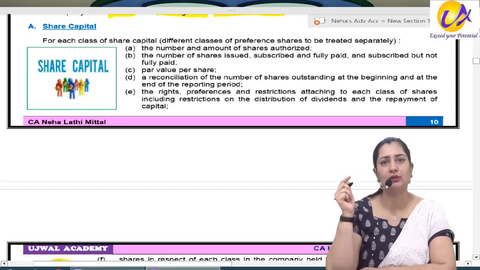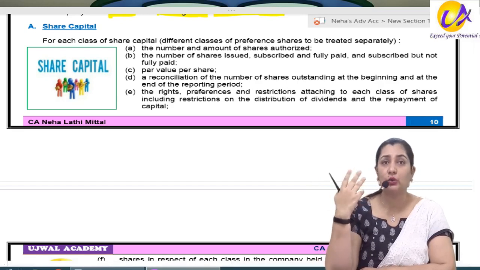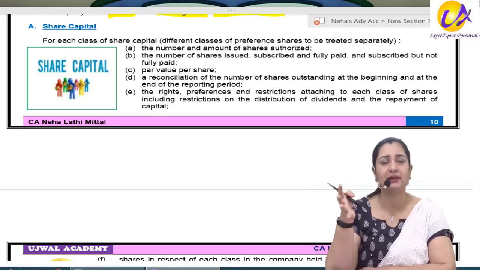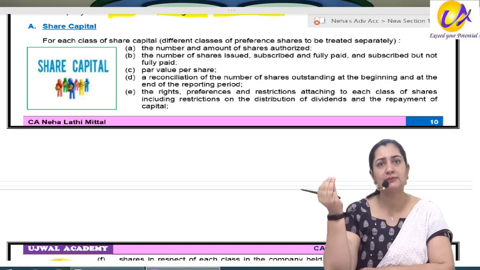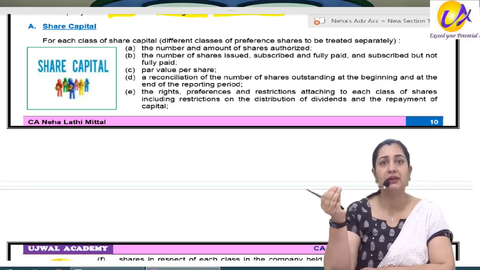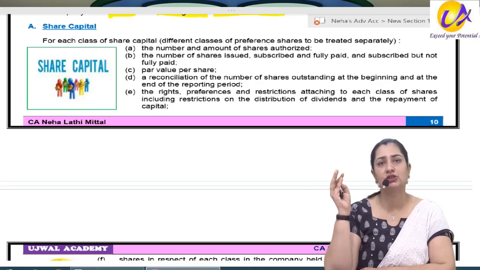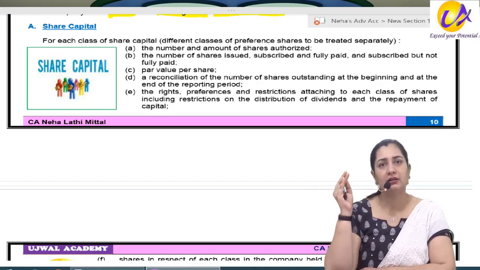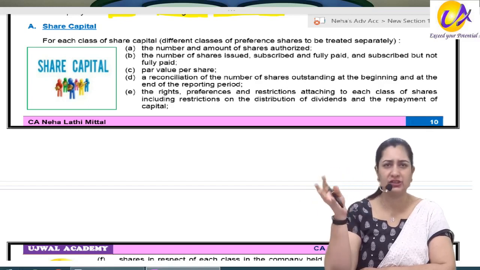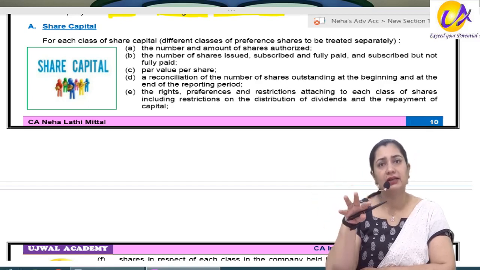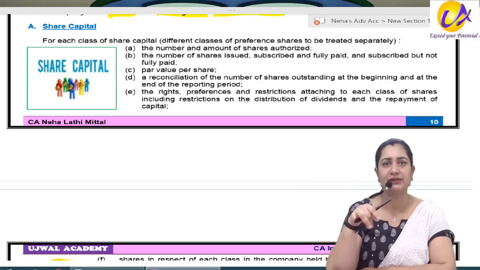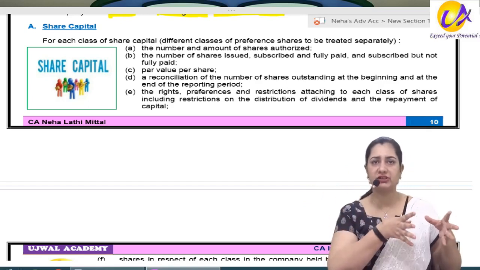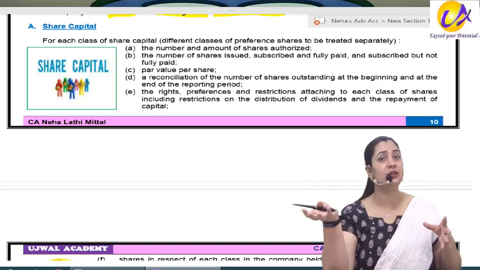For share capital, we know that companies have two types of share capital, equity share capital and preference share capital. What is preference share capital? It is payable before the equity. They have got preferential rights, so they are repaid before the equity. In case they are redeemable, that means they will be repaid later on. Even in case of liquidation, they will be paid off first, and even for dividend, we will pay them first and then the equity. So they are called preference shares because they have preference over the equity shareholders.